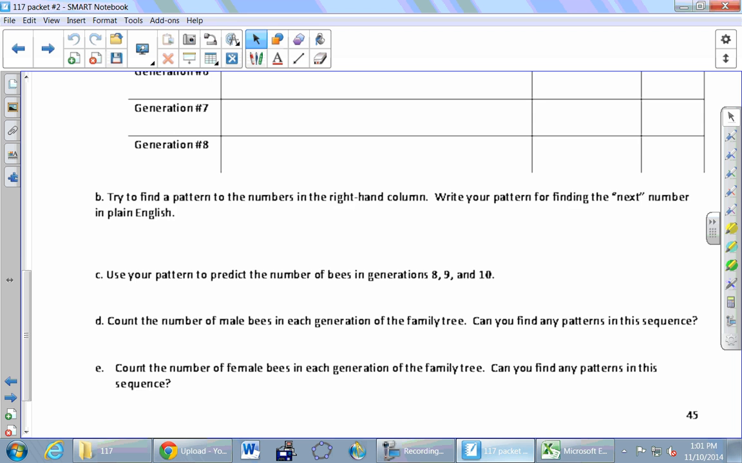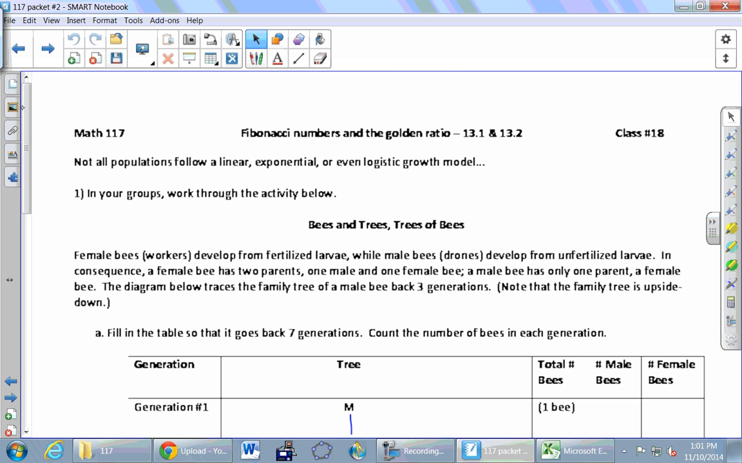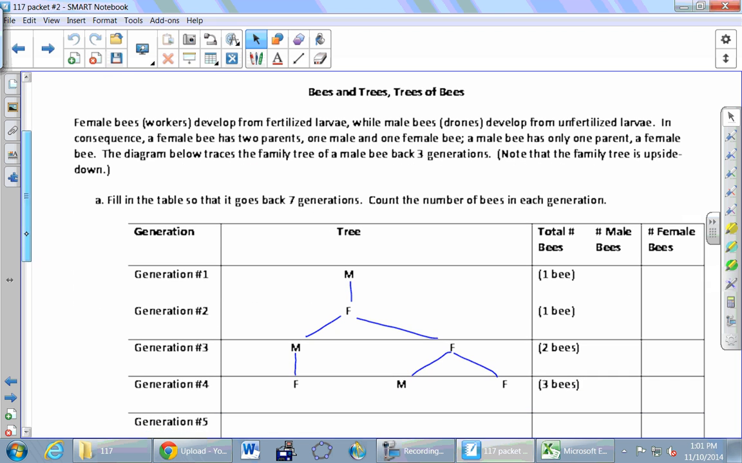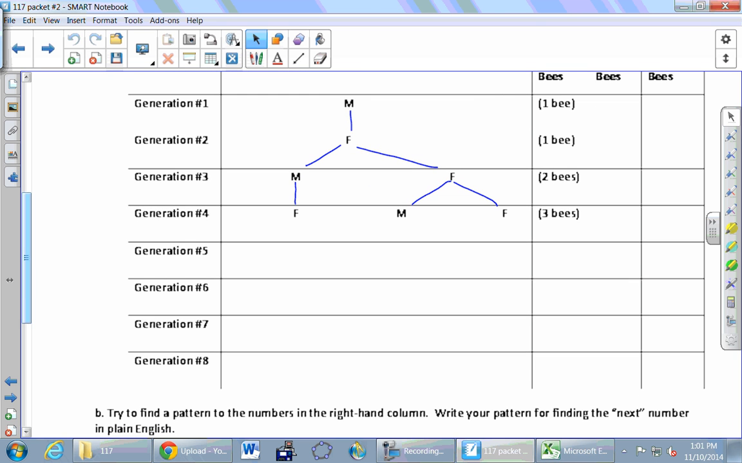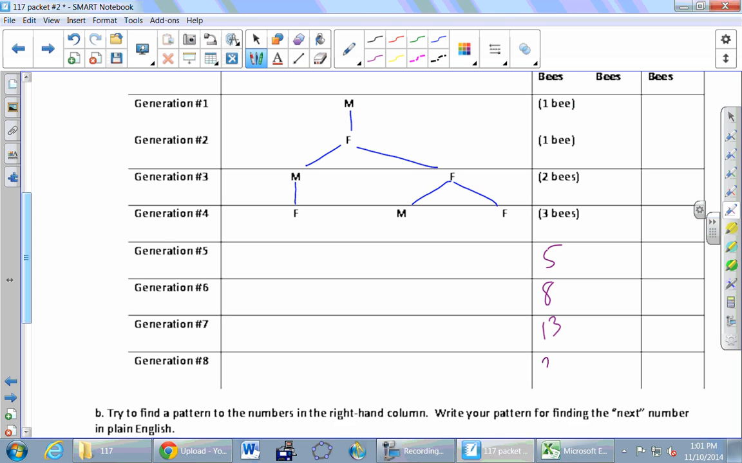All right, so on page 45, we're just going to remind ourselves that at the end of last class, we talked about this bee problem, and we traced the family tree of one particular bee based on this different way that male bees and female bees are created, right? The female bees had two parents, but the male bees had only one parent, and it was always a female, okay? So we did this, and we ended up with this particular list of numbers that you guys had. So I'll fill in the next few, 5, 8, 13, and then 21.